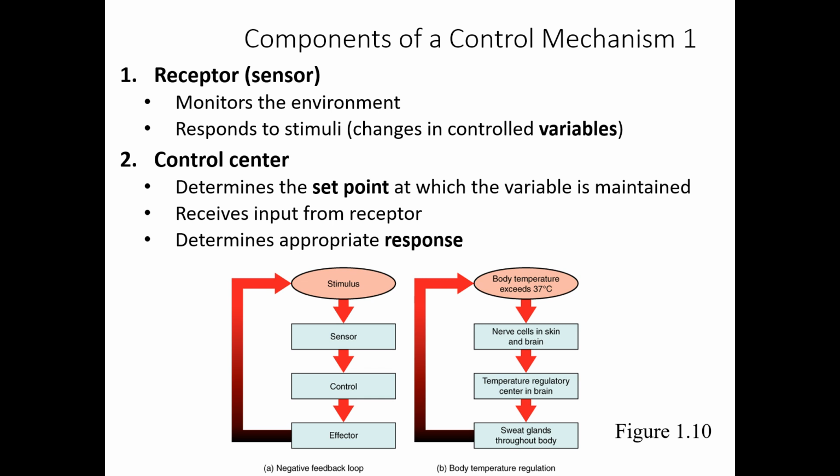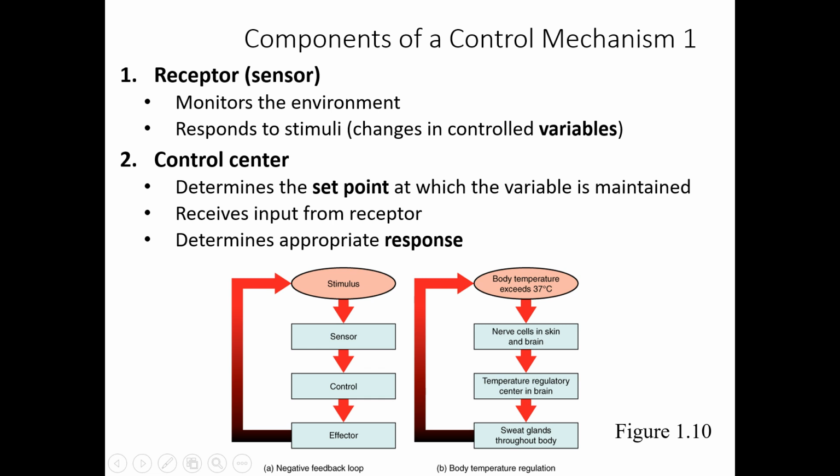So if your body temperature goes too high, your brain knows about it soon. Or if your heart rate or your blood pressure is too high, your brain also will know about it. Or for example, level of certain hormones is too low in the body, and again, receptors send information about it to the brain, to the control center. Brain determines the set point at which the variable is maintained. It receives input from the receptor and it determines appropriate response.